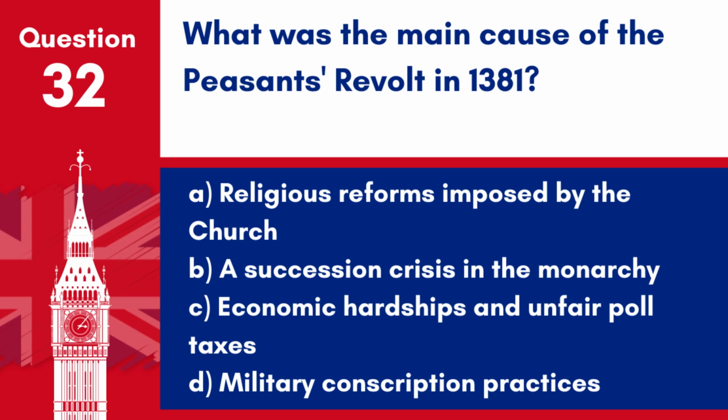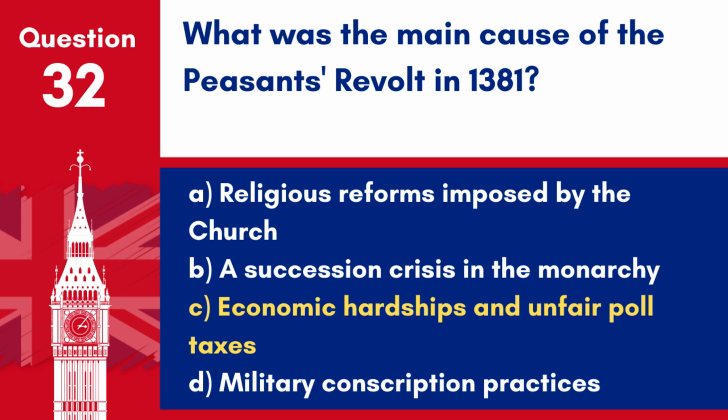Question 32. What was the main cause of the peasants' revolt in 1381? A. Religious reforms imposed by the Church. B. A succession crisis in the monarchy. C. Economic hardships and unfair poll taxes. D. Military conscription practices. Answer C. Economic hardships and unfair poll taxes.